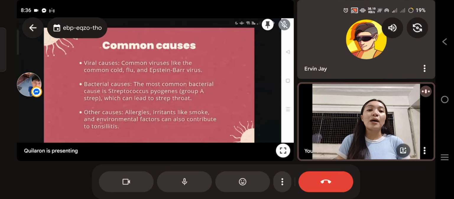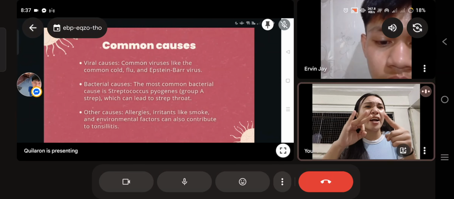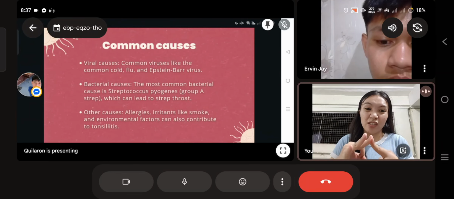The second is the bacterial causes. The most common bacterial cause is Streptococcus pyogenes, the group A strep, which can lead to strep throat. And lastly, the last cause that may cause tonsillitis is allergies, irritants like smoke, and environmental factors.